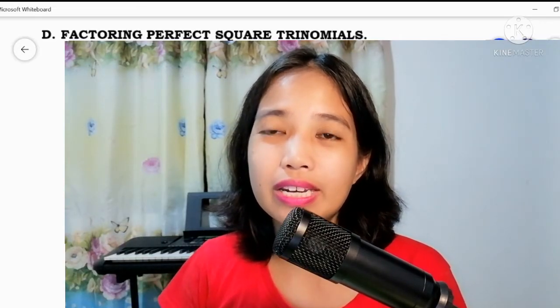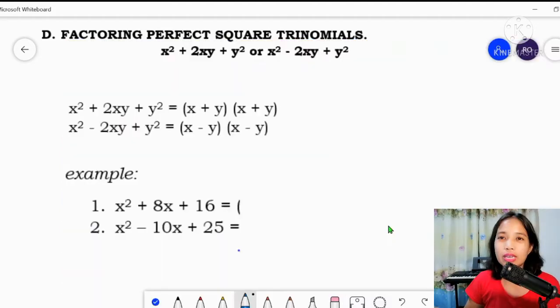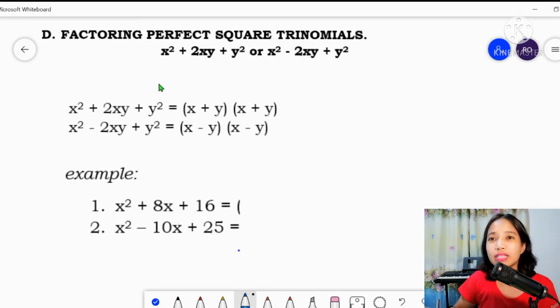Let us now continue our study about factoring polynomials. So ngayon, pag-aralan natin ang factoring the perfect square trinomials. Okay, it has a general form of x squared plus 2xy plus y squared or x squared minus 2xy plus y squared. Okay, so kung mapapansin nyo dito sa ating general forms, if all the terms are positive, ang kanyang mga factors are also positive. Pero, kung ang middle term ay negative, ang kanyang factors ay magkakaroon din ng negative sign.